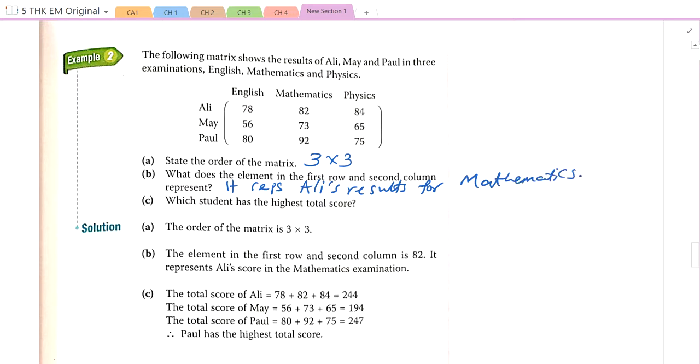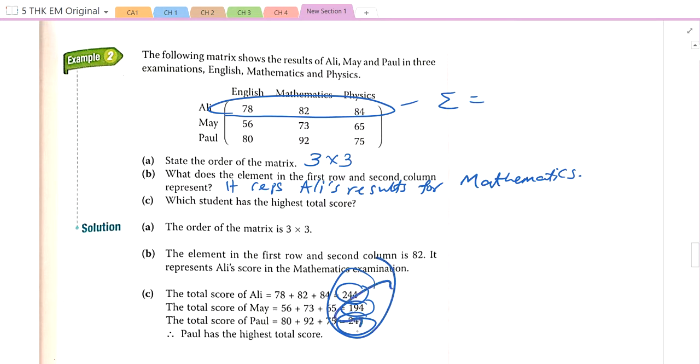Okay. Next, which student has the highest total score? Sum everything up. So what do we add? Okay, so you add this up. So add 244, 194, 247. Who has the highest score? Just compare, and Paul has the highest score. Easy? So matrices have meanings behind them. It's not just numbers randomly placed anywhere.